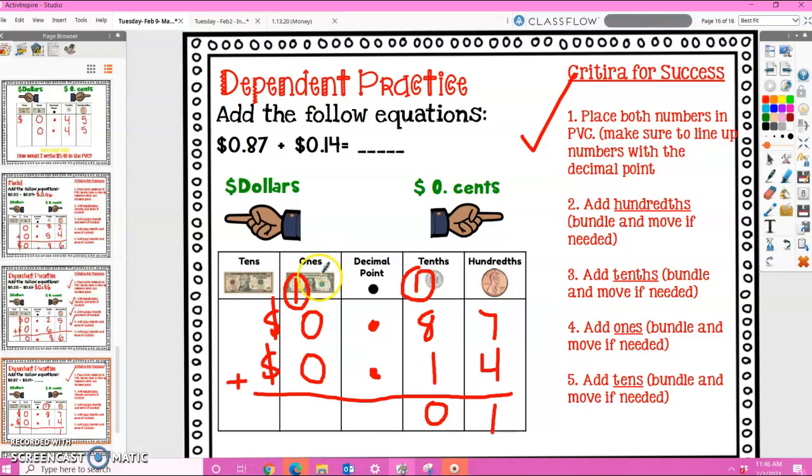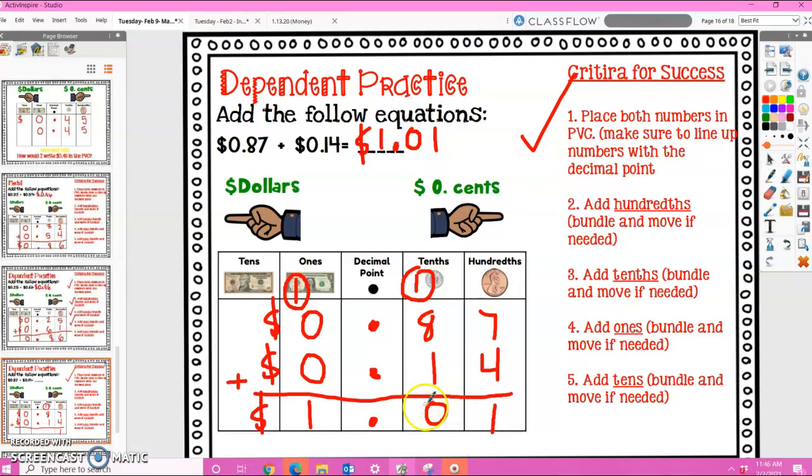Now we can add our ones place. 1 plus 0 equals 1. Draw my decimal and my dollar sign. So my answer is $1.01. $1, decimal, I don't have any tenths, 1 cent.